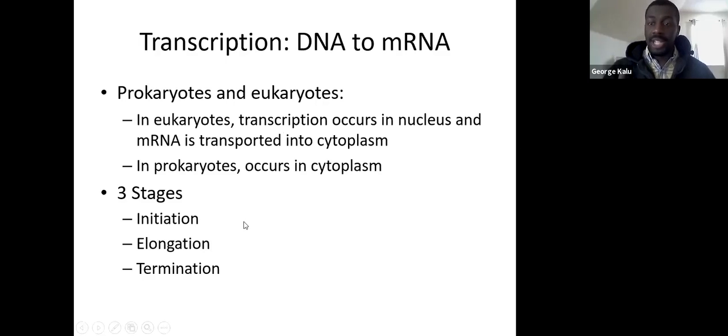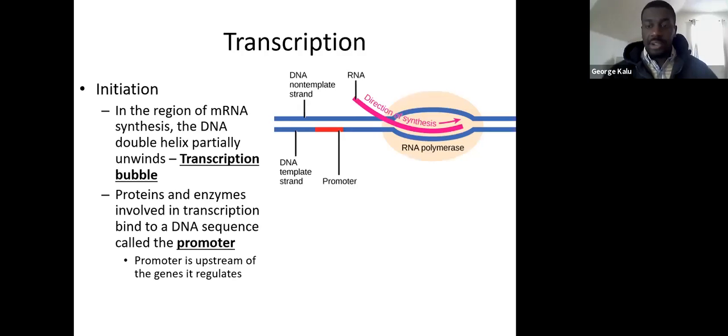There's going to be an initiation stage, then we'll have an elongation stage, and then the last thing we'll have is a termination stage. So those are our 3 stages. So the first stage that we're going to have is the initiation stage.